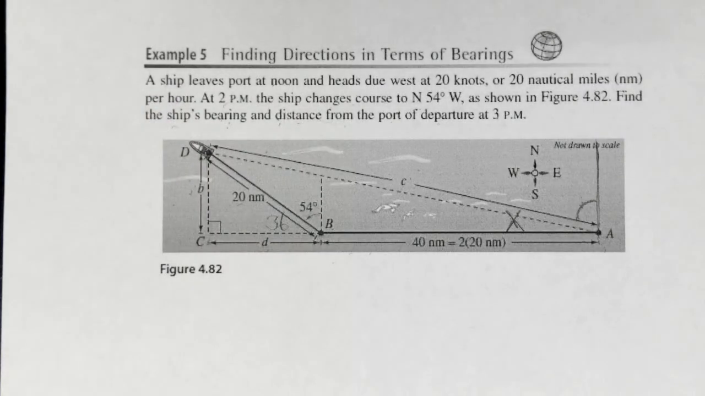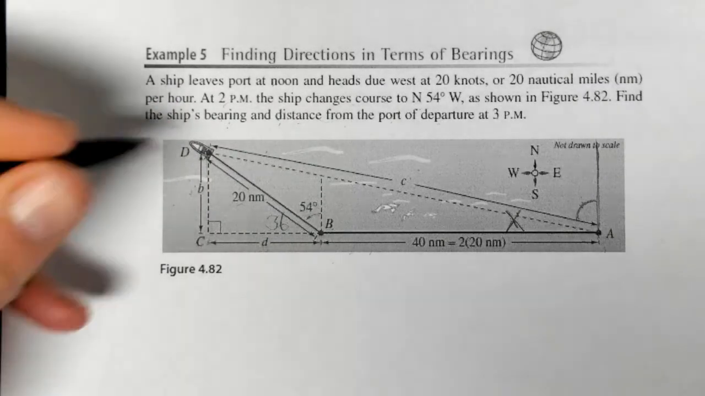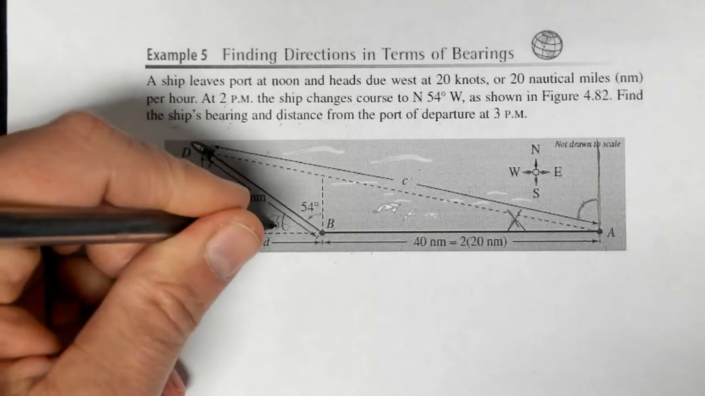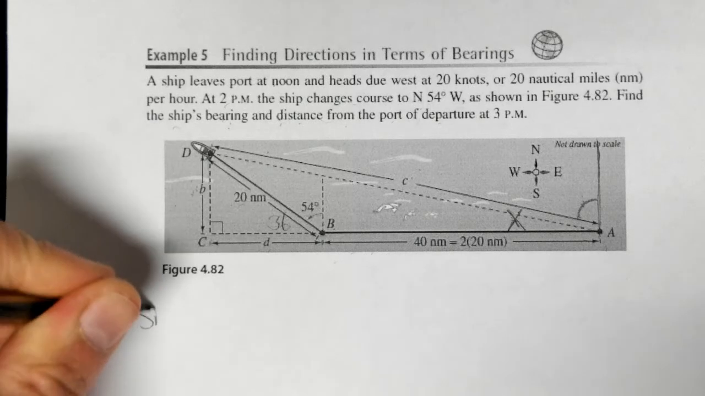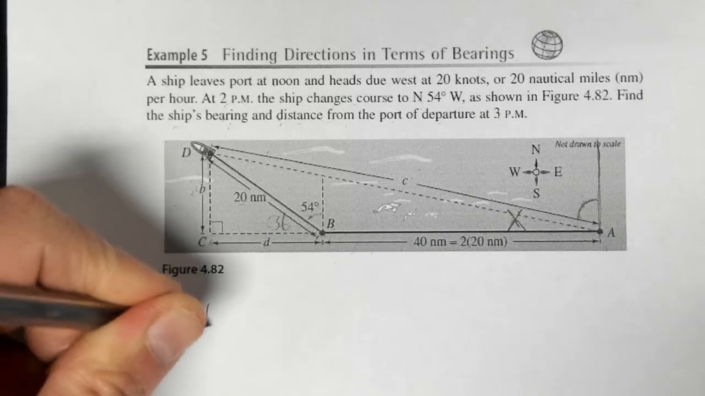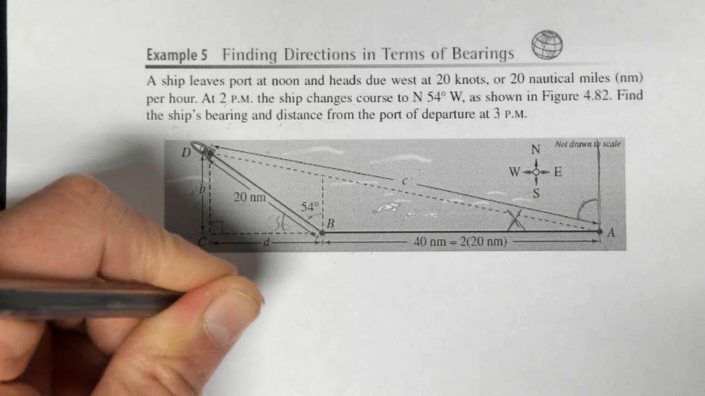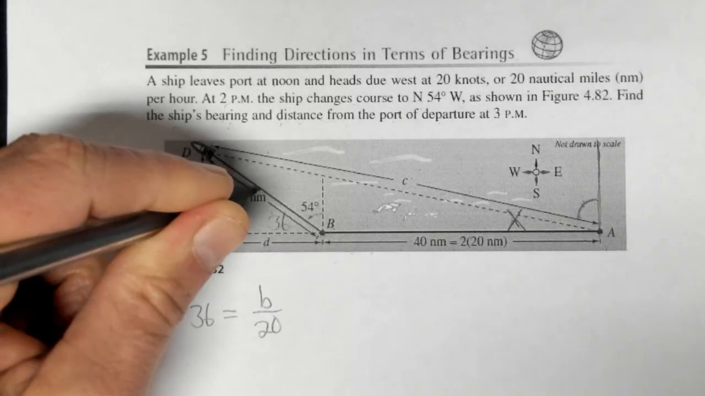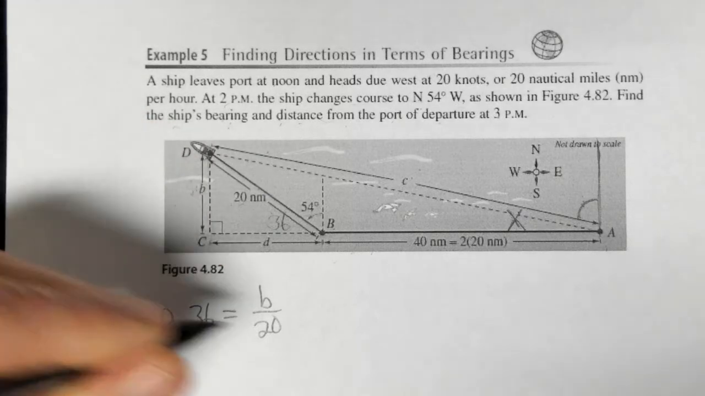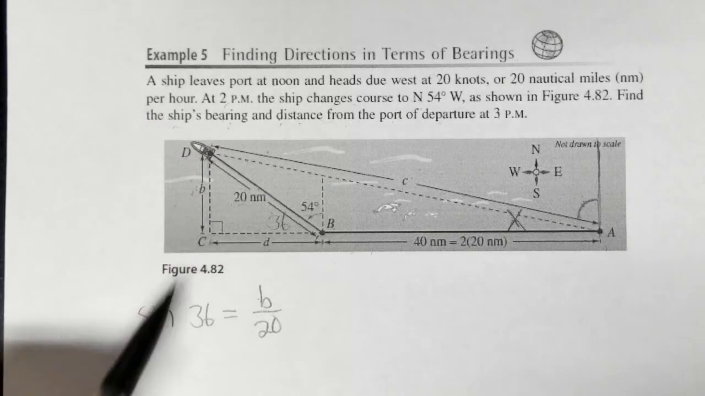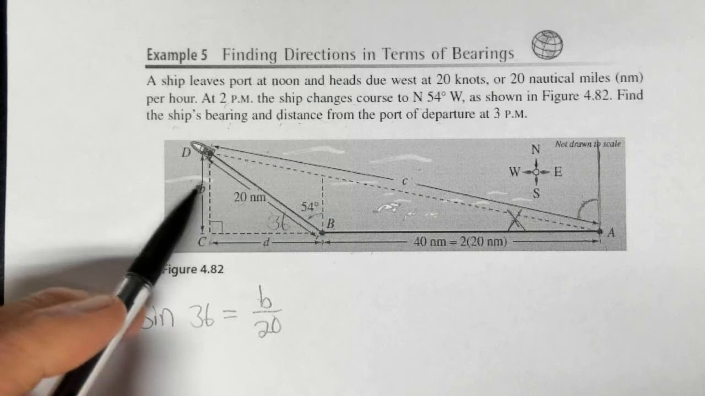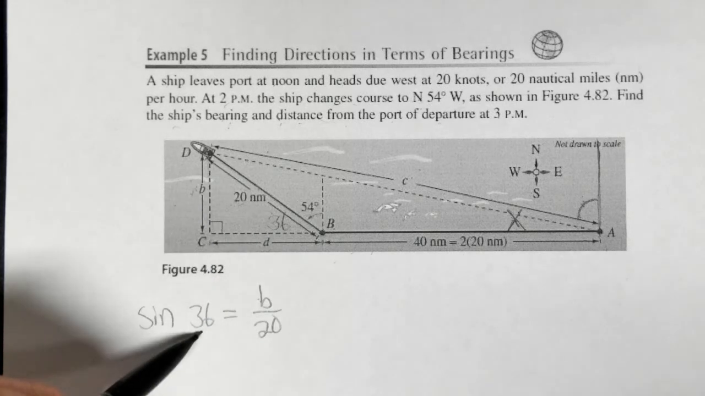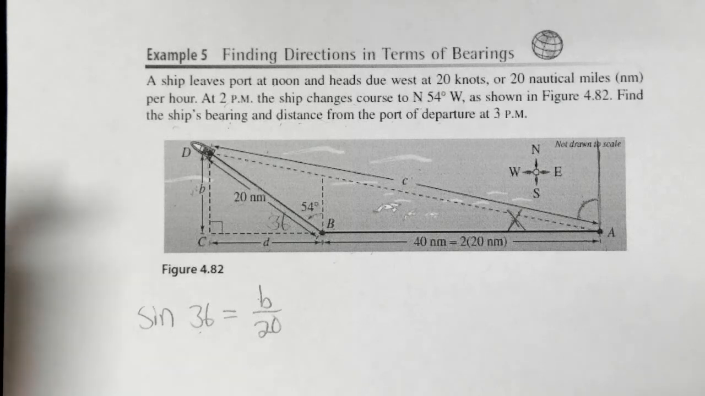90 minus 54 is how we got that. Now if I'm setting it up to find B, it'll look like this. The sine of 36 equals B over 20, opposite over hypotenuse. Just to make sure you're following me, B is the opposite, 20 is the hypotenuse, the reference angle is 36. Opposite over hypotenuse, use sine.